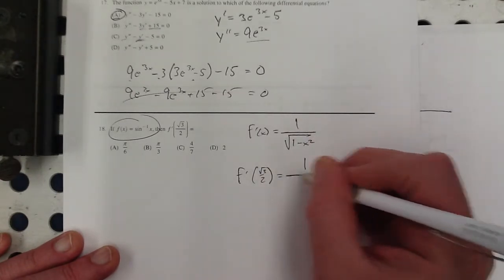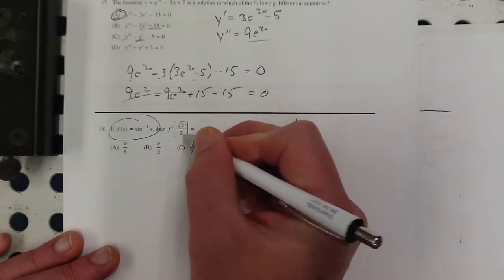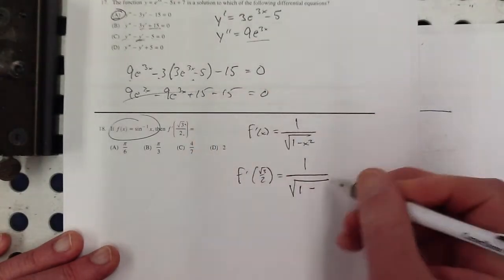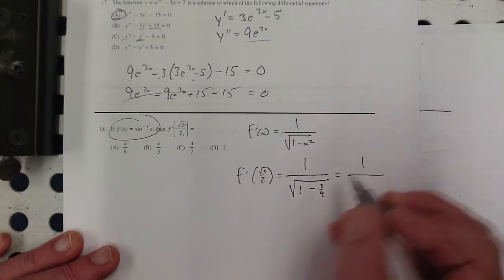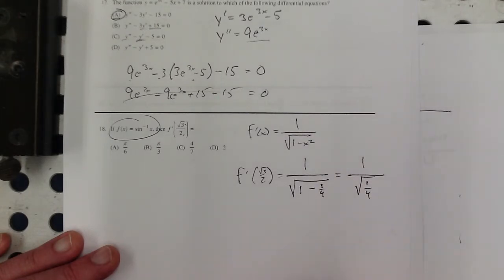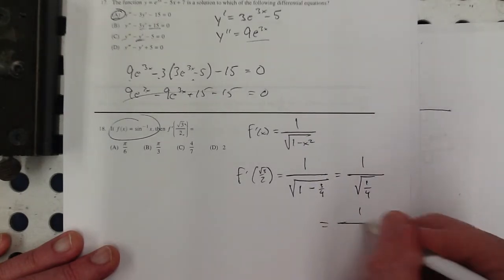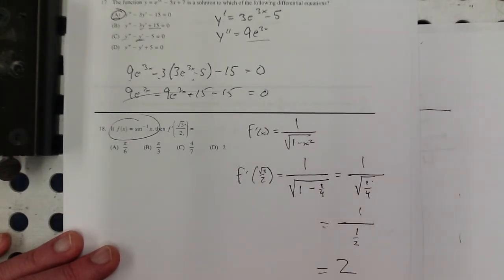It's 1 over the square root of 1 minus, the square root of 3 over 2 squared is 3/4. Now that's 1 over the square root of 1/4. The square root of 1/4 is the square root of 1 over the square root of 4, and 1 over 1/2 is equal to 2. So 18 is D.